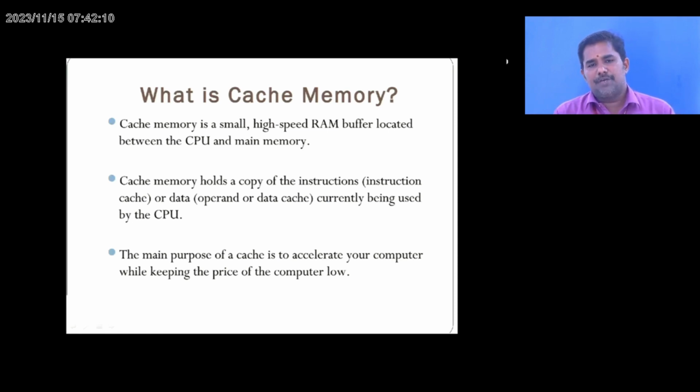Cache memory is commonly known to all people. The purpose of cache memory is to boost up the speed of RAM. Cache memory holds a copy of instructions, say instruction cache, or data, operand or data cache, currently being used by the CPU. The main purpose of the cache is to accelerate your computer while keeping the price of the computer low.